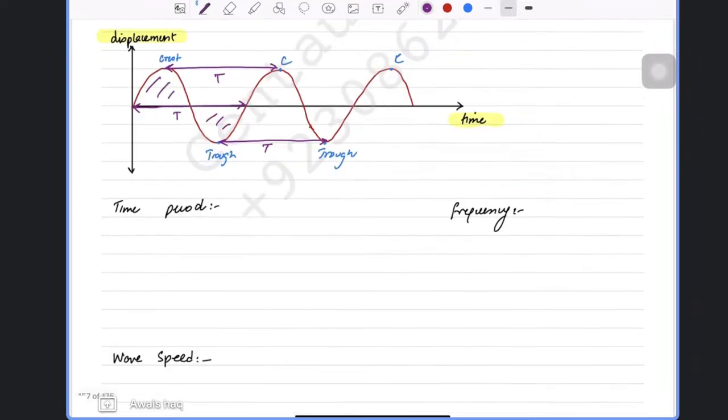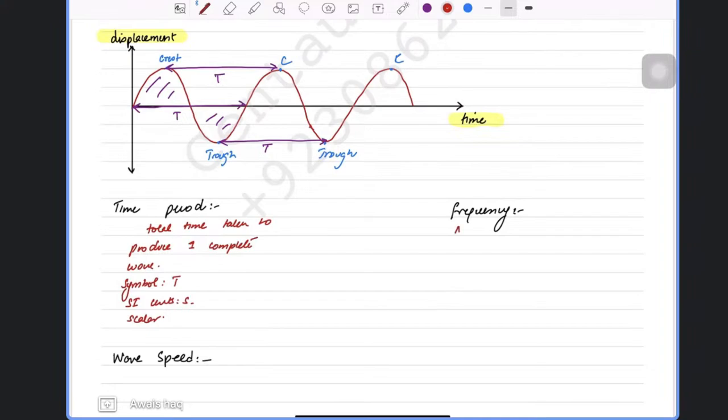Now, to define time period, we can say time period is the total time taken to produce one complete wave, like that. The symbol of a time period is capital T. The SI unit of time period is seconds. All right, is it clear? And because it is time, it is just a scalar quantity as well.